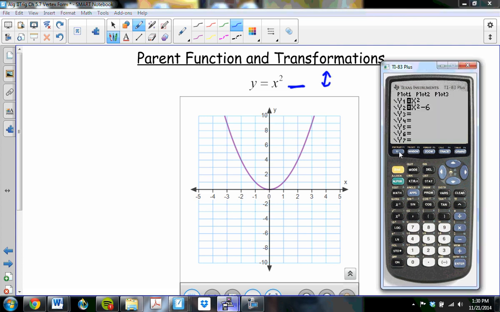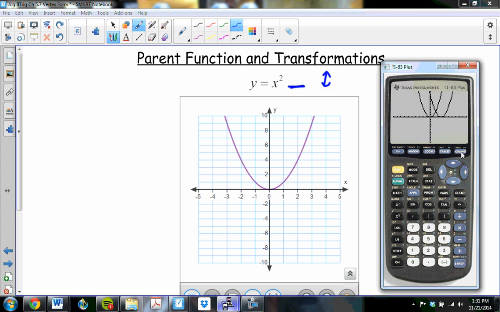If I do something in parentheses, like x plus 3 squared in parentheses, that moves it left 3. The original function, the parent function, was here, and it got moved left 3. So if I were to change this to a minus, it would move it right 3.